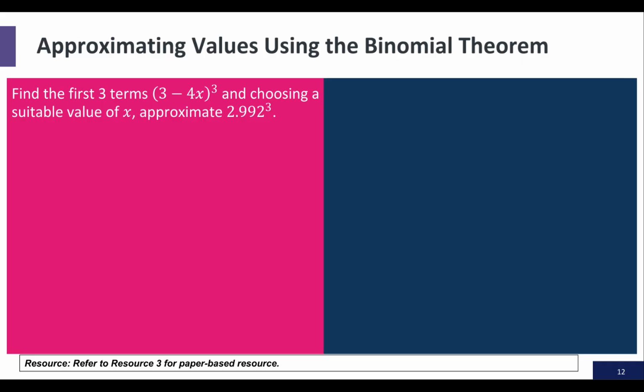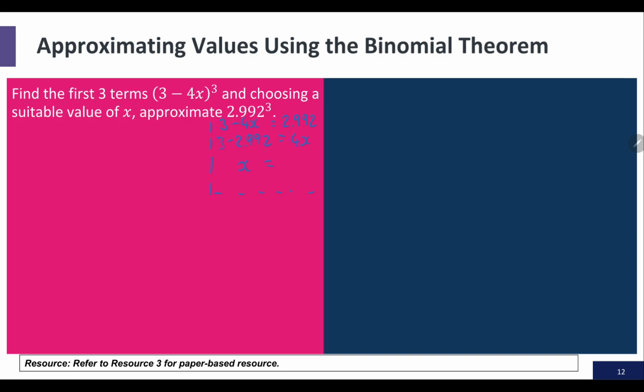I'm going to do it in exactly the same way. But this time, just for fun really, I'm going to find the value of x first. Doesn't really matter. So 3 minus 4x is equal to 2.992. 3 minus 2.992 will be equal to 4x.